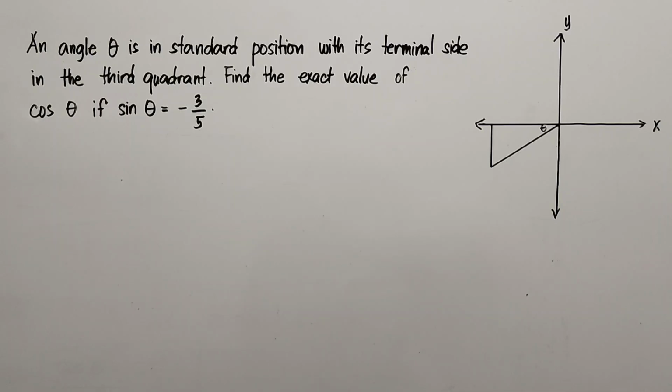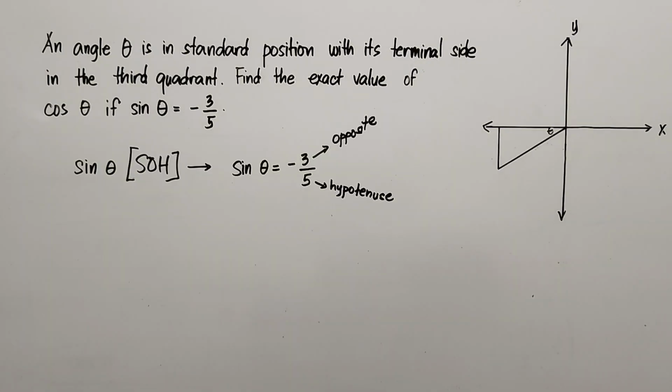For the next problem, an angle theta is in standard position with its terminal side in the third quadrant. Find the exact value of cos theta if sin theta is negative 3/5. We are given a ratio of the sin theta, which is negative 3/5. This is negative because in quadrant 3 the sine is negative. So we will be using the ratio of this sin theta to find the sides of this triangle.